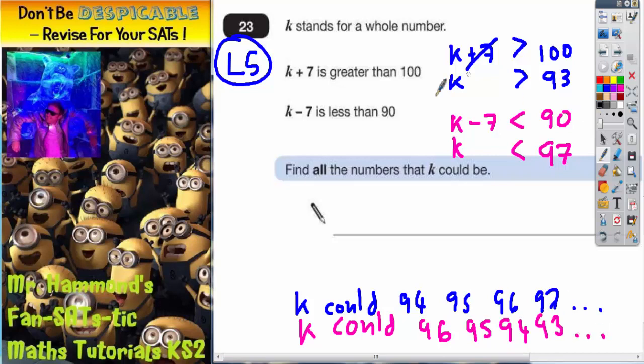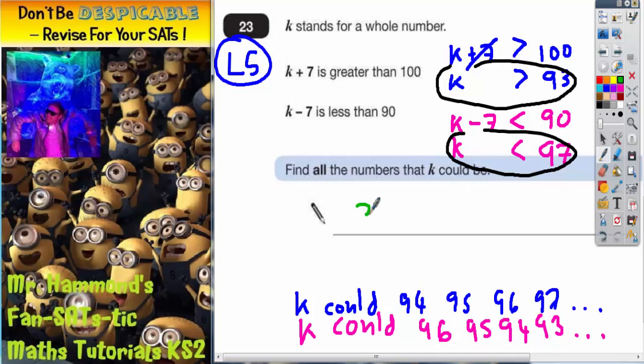Now what we need to do is look at both statements together. So K could be bigger than 93, but less than 97. So in other words, K's got to be between 93 and 97. So all the numbers between 93 and 97 are what we're looking for. So we're looking for 94, 95, and 96. We can't include 93 because this is saying K's got to be bigger than 93, and we can't include 97 because this is saying K's got to be less than 97. So the only answers we're looking for are 94, 95, and 96. And that's the answer.